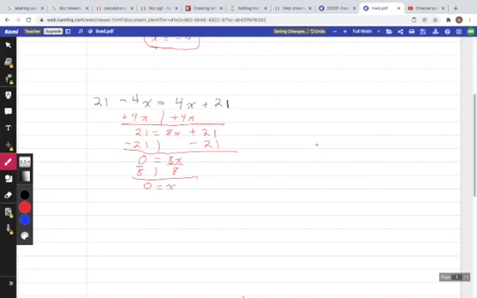We can go and we can check that it works. 21 minus 4 times 0 equals 4 times 0 plus 21. And indeed it does. This becomes 0 and this becomes 0. So we just have 21 is equal to 21.